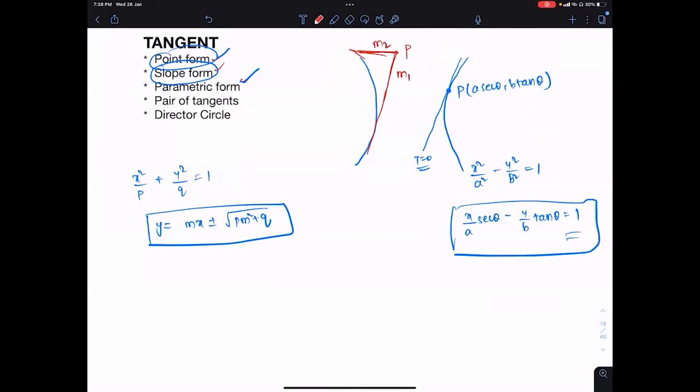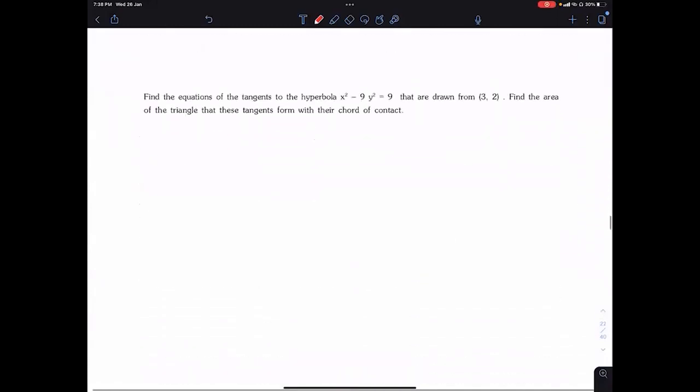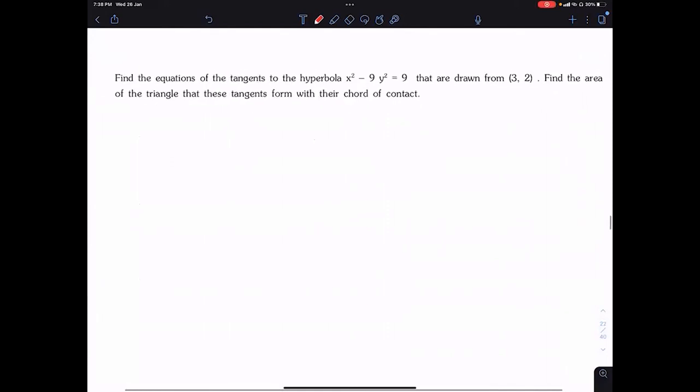Okay. Let us see some question. This is a locus question only. Let us say they have given, we'll solve only half of the question, that is, the equation of tangents to this hyperbola from (3, 2).